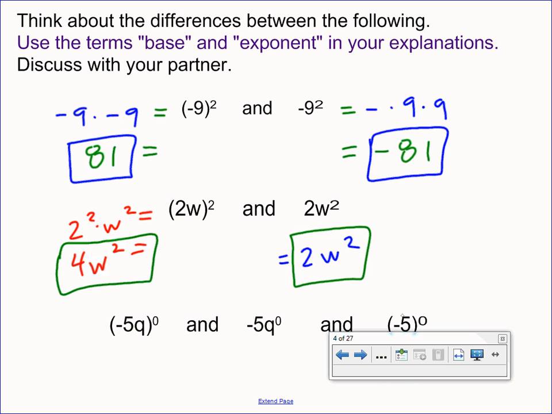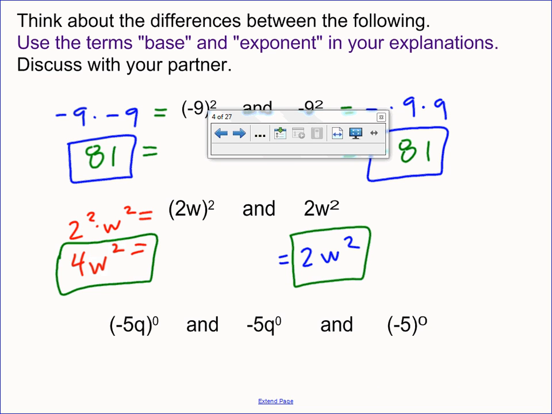Awesome. Good job. And lastly, what's the difference between these three expressions? They all have zero exponents, right? But their values may or may not be the same. Caitlin?